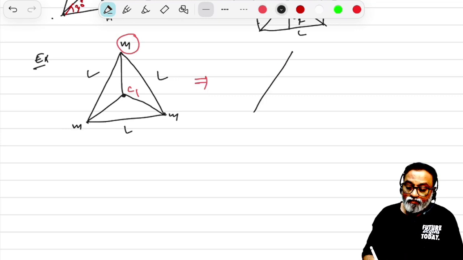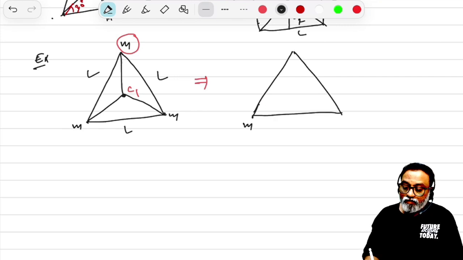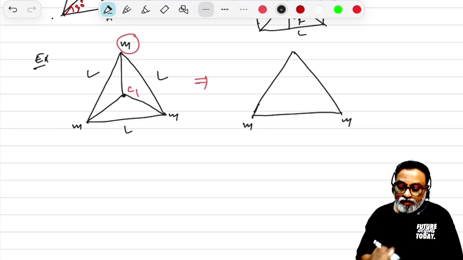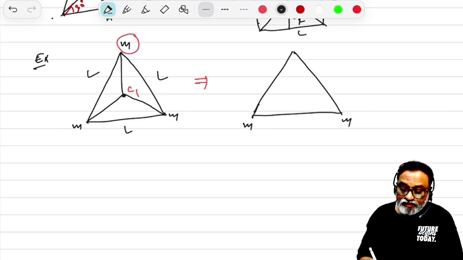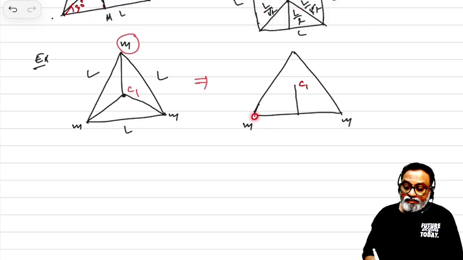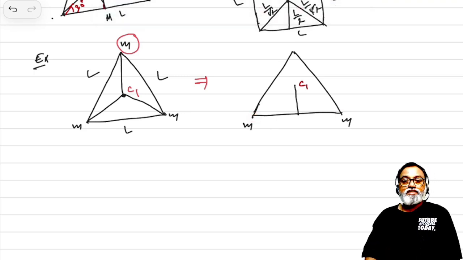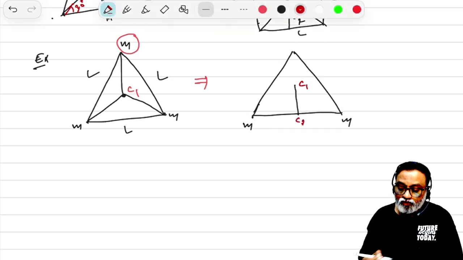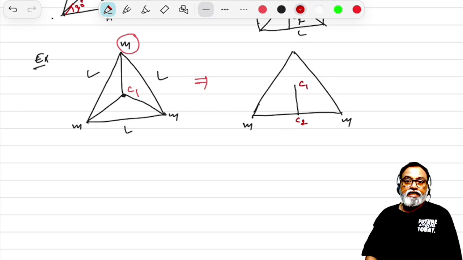See, here the mass is removed from this vertex. Now the system has only two masses. Initially, the center of mass is at C1. Now in the system, there are two masses. Here is M, here is M. These are the two equal masses. Therefore, their center of mass is at the center. This is C2. Therefore, initially the center of mass is at C1, now it is shifted to C2.